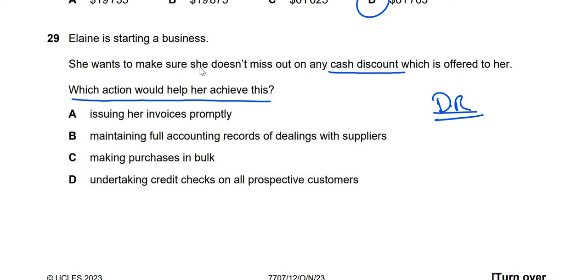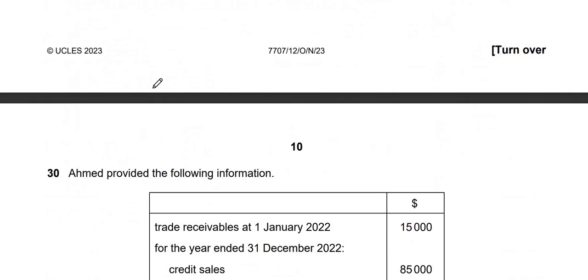Discount is received on prompt payment. Alright, discount is received on prompt payment. Elaine should maintain full accounting records of dealings with suppliers. Alright, so since we have the term suppliers here, this should also give you a hint.